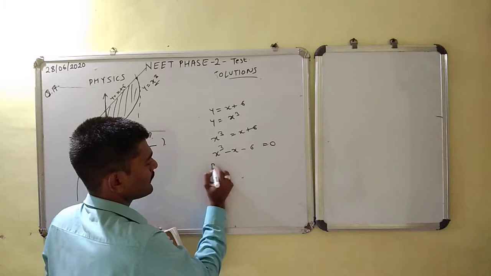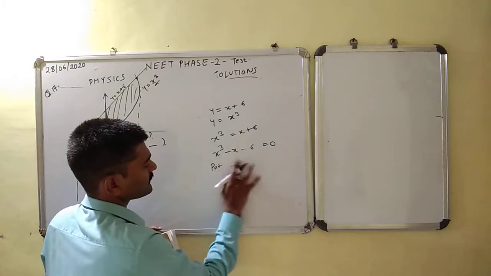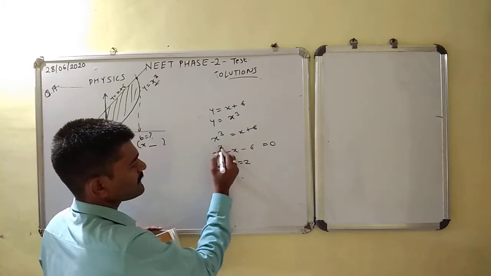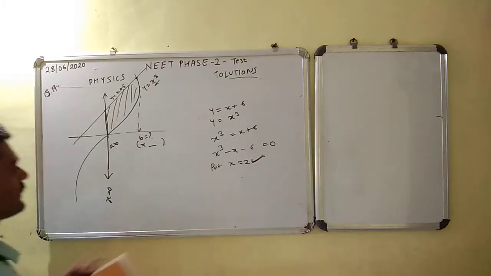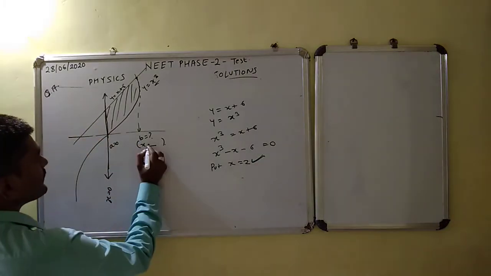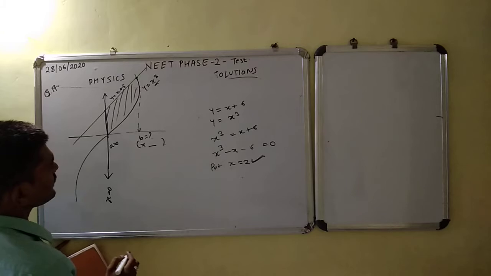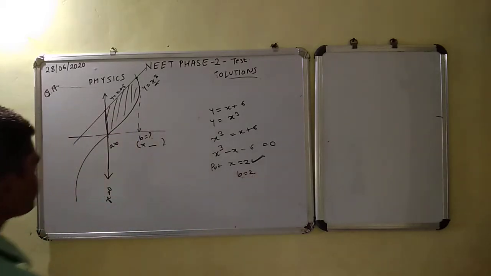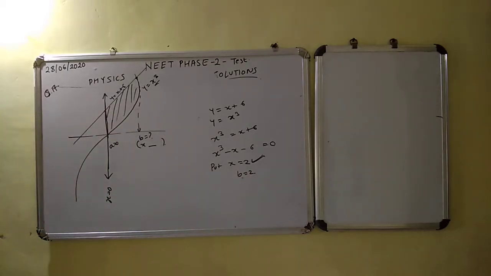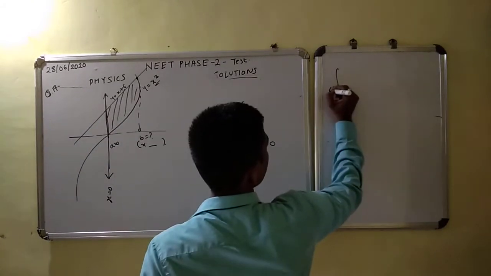So let us put x equals 2. 2 cube is 8, 8 minus 2 is 6, 6 minus 6 is 0. So 2 is the answer. Okay, so our limit b will be equal to 2. Now we have to integrate within the limits 0 to 2, the values of x from 0 to 2.